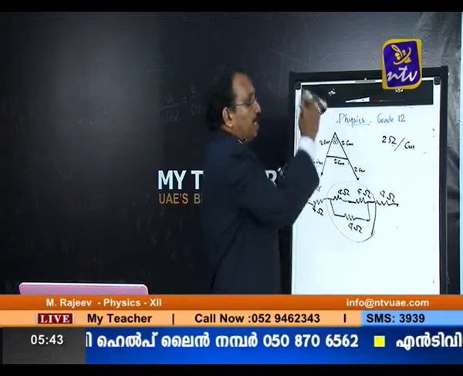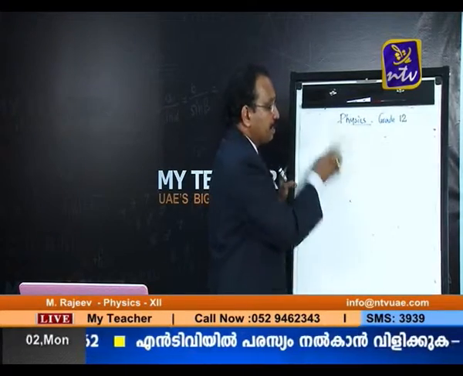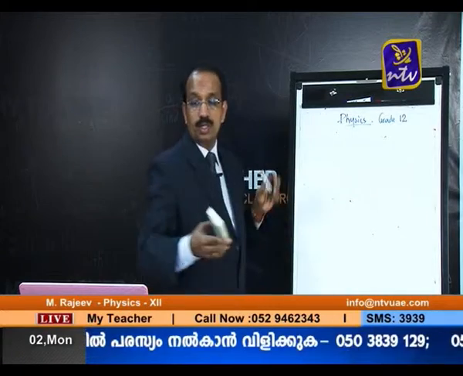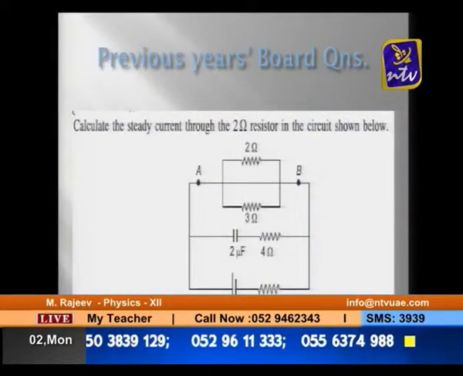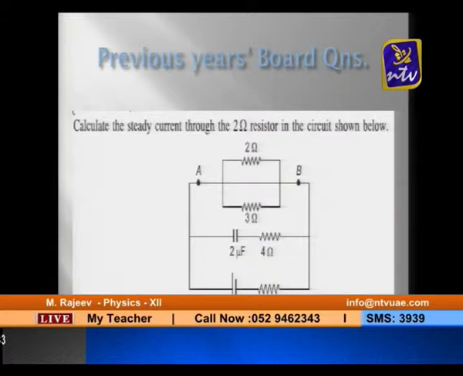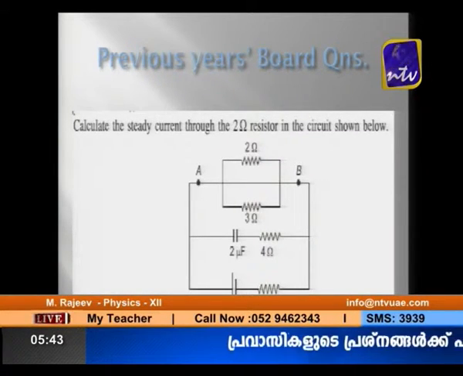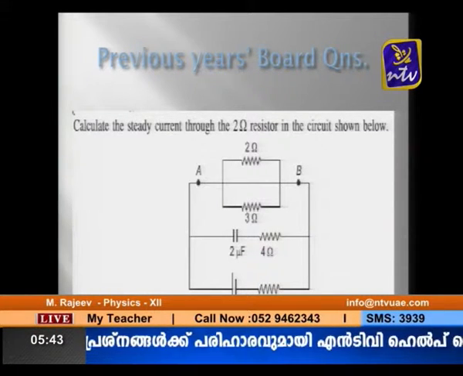Alright, now I will show you another question which is asked in one of the board papers. Just have a look at the question. You can watch the screen. Look at the question. Calculate the steady current through a 2 ohm resistor. You observe the circuit very closely, but there is a mistake in the question. There is only 2 resistors. The center wire is not there. I will redraw it over here on the board.